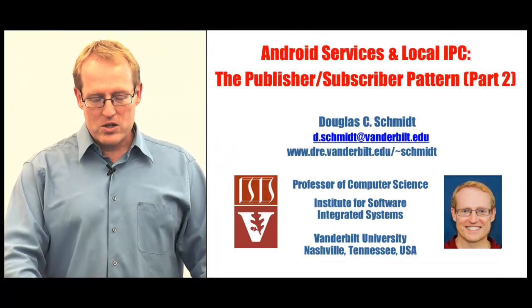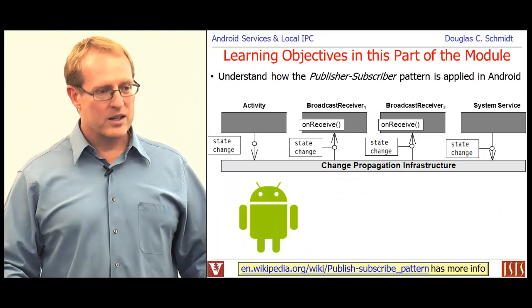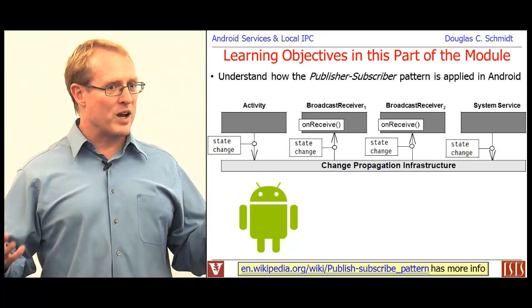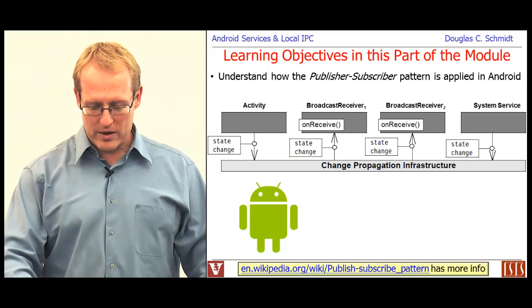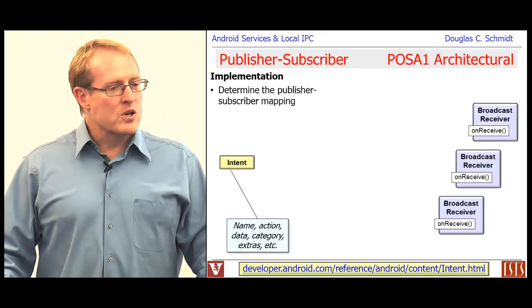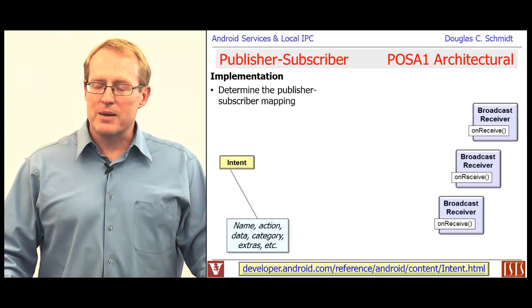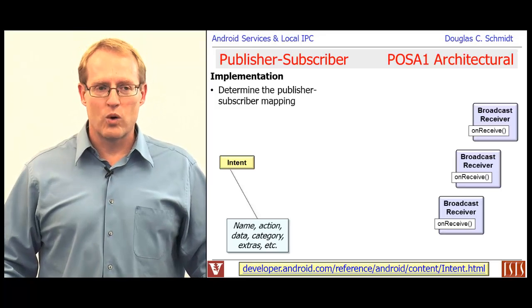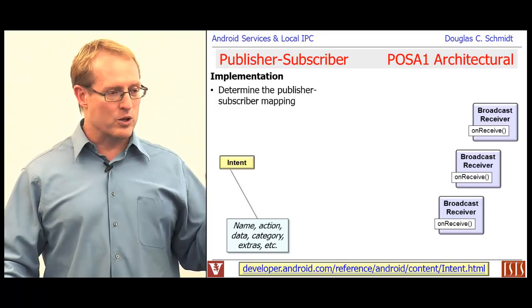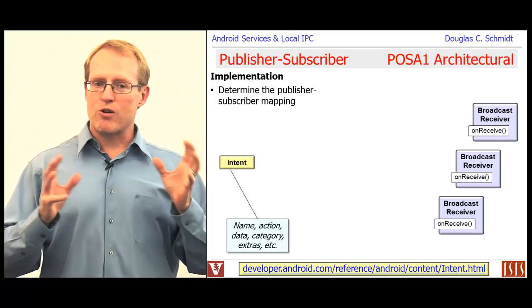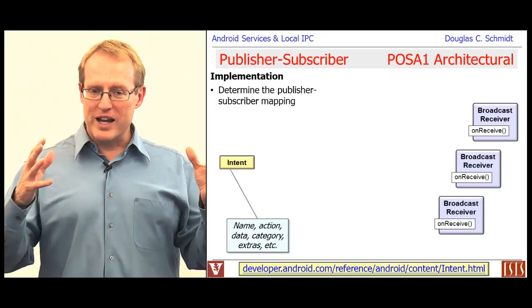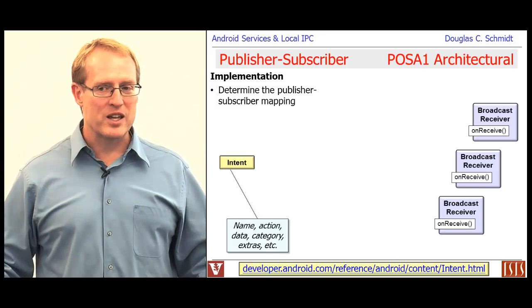All right. So let's talk now about how you would actually implement the publisher-subscriber in Android. There's a bunch of different ways to do it, so we're just going to focus on one part. So first, let's talk about what it means to implement the pattern in the first place. There's a bunch of steps that you need to do. One of which is you have to define or determine what the publisher-subscriber mapping is. How do publishers and subscribers interact? What's the means by which they communicate?